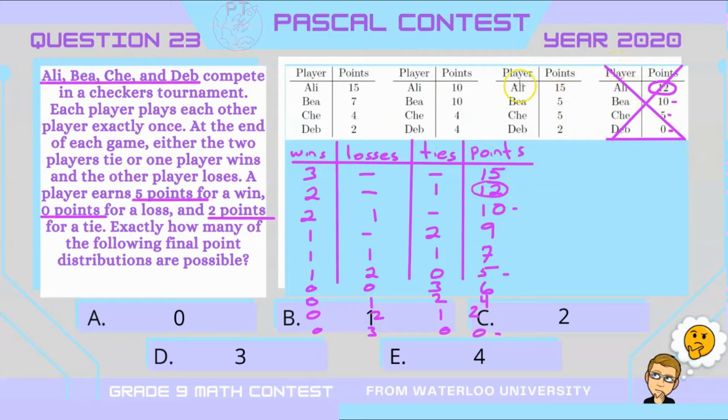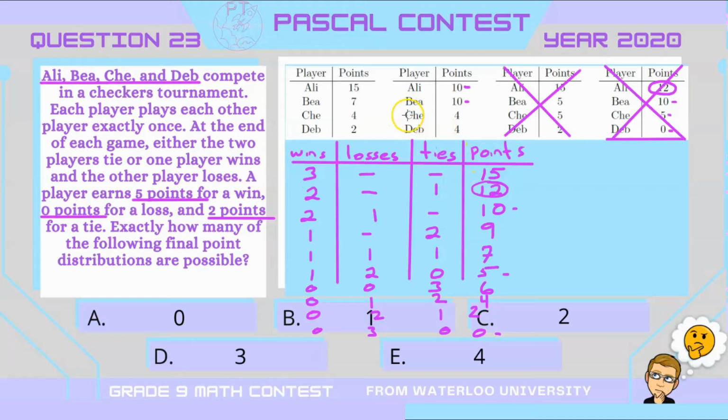Same with this 3rd game here. It says Deb has 2 points. That means Deb had 2 losses and 1 tie. But again, looking at 15 and 5, those points do not offer any ties. So who did Deb tie with? Again, nobody. Now for this one, again, Ali and Bia have 10 points. That means 0 ties.